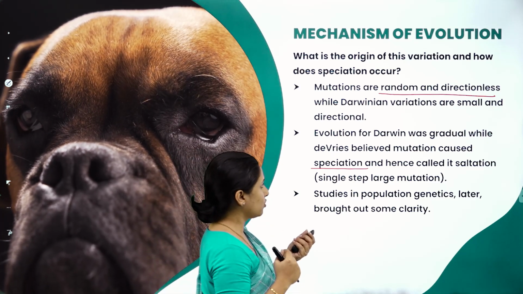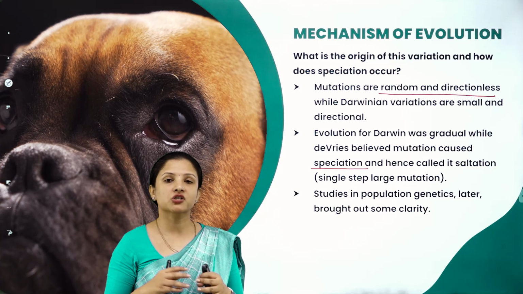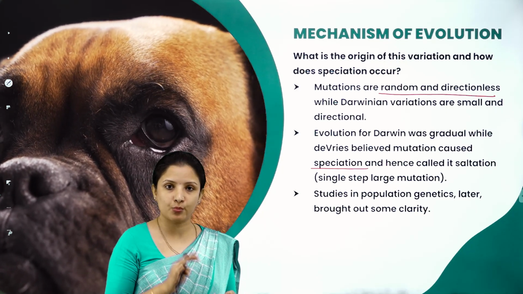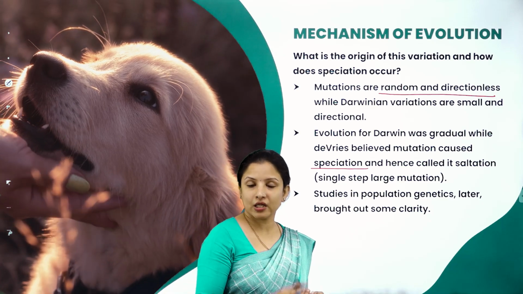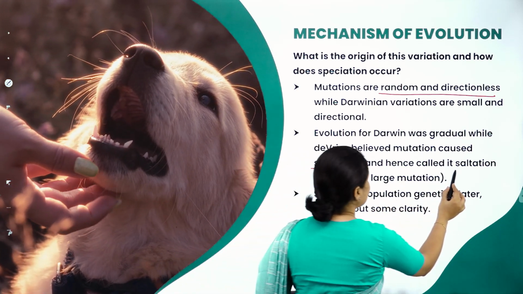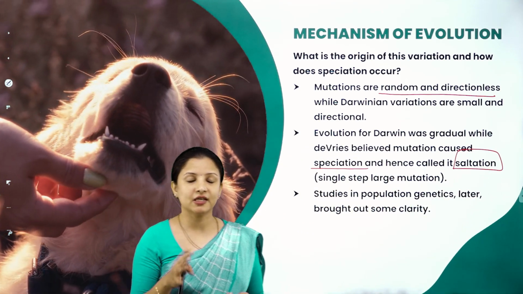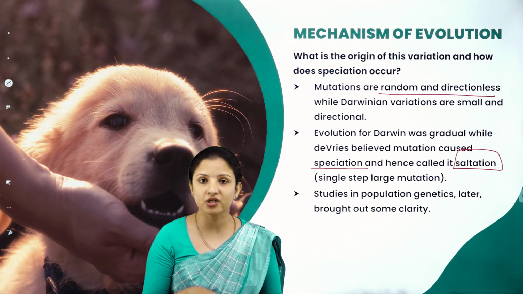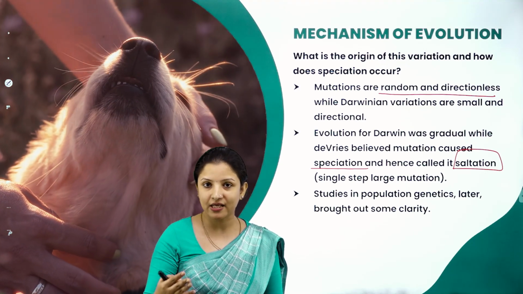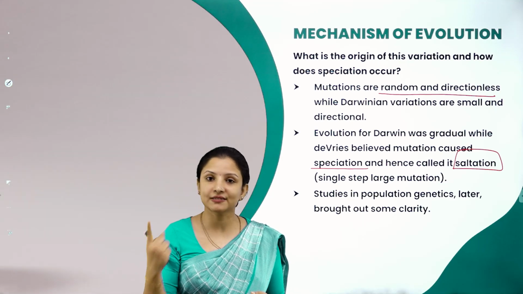But according to Hugo de Vries, he believed that mutation in a particular population occurs all of a sudden, and that sudden mutation leading to variation or speciation in that population, he called saltation. So saltation means single step mutation. Say for example, in one generation the mutation of the organism has happened. In the next generation, if the mutation is carried forward, a new species will get formed. So it is a single step mutation.